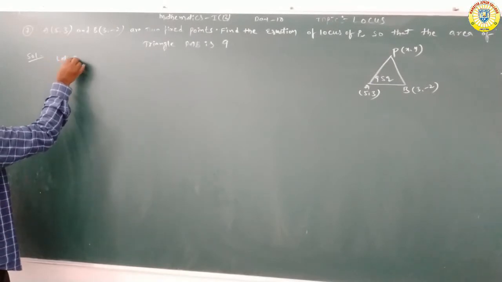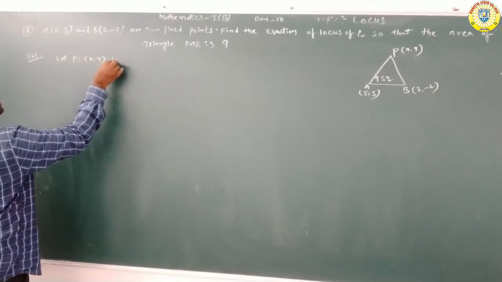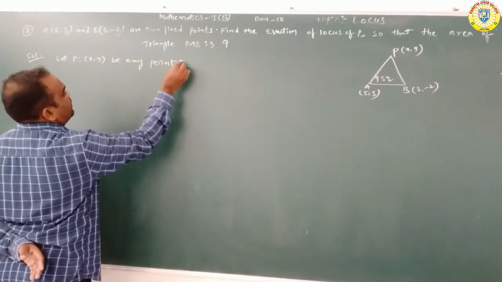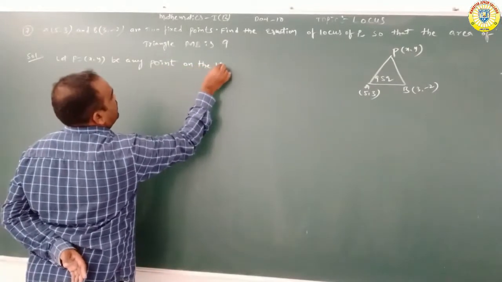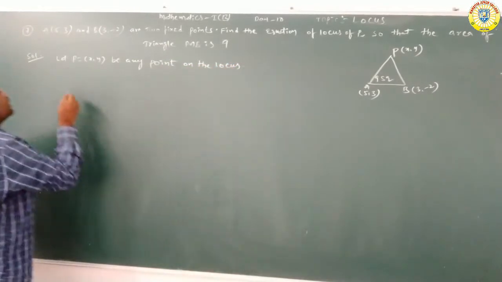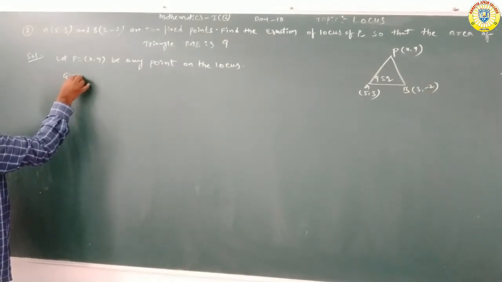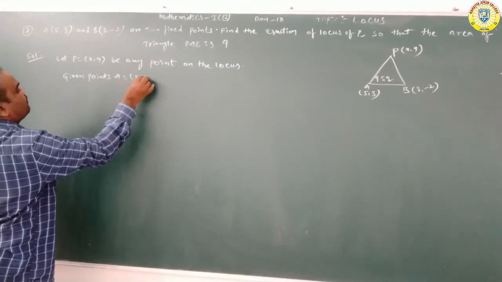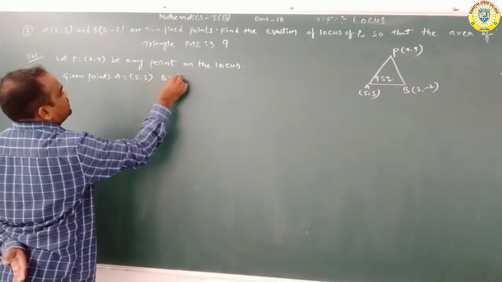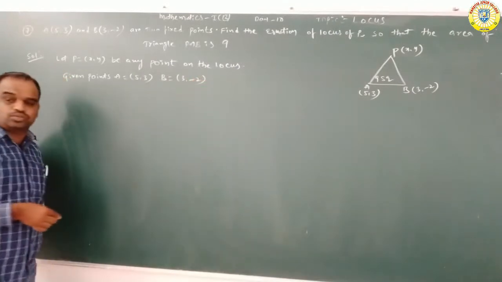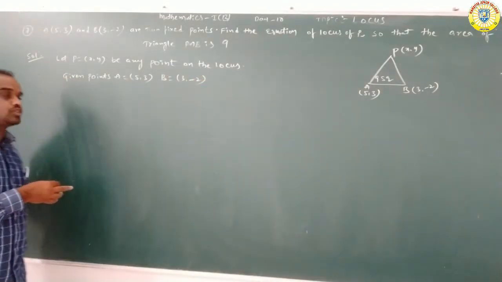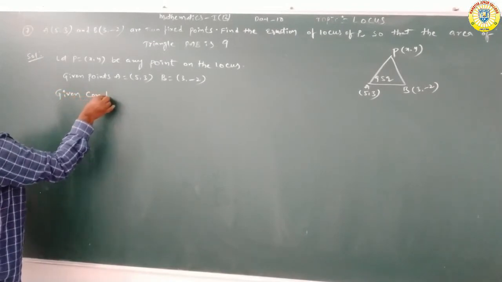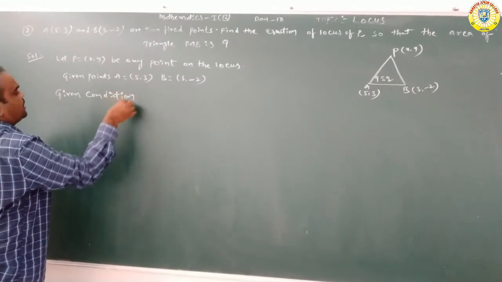Let P equal to (x, y) be any point on the locus. Here the given points are A equal to (5, 3) and B equal to (3, -2). These two are the given points. Okay? So what is the given condition? What is our given geometrical condition?